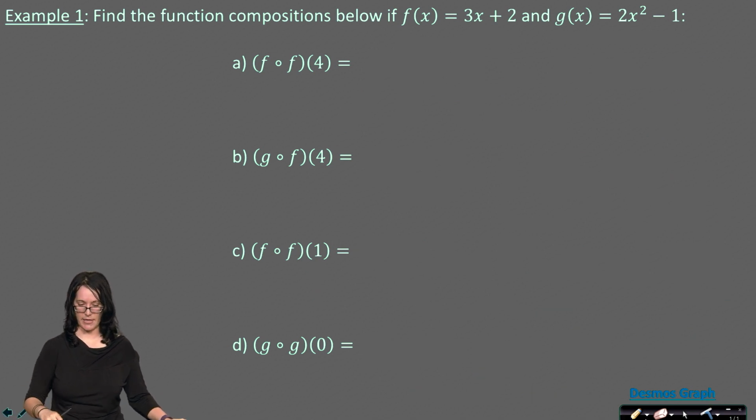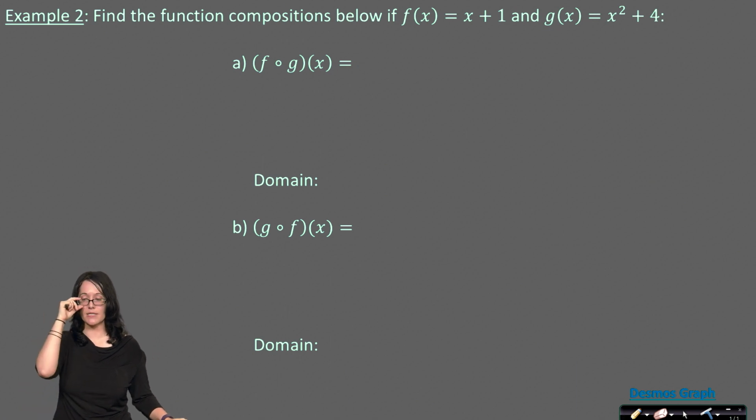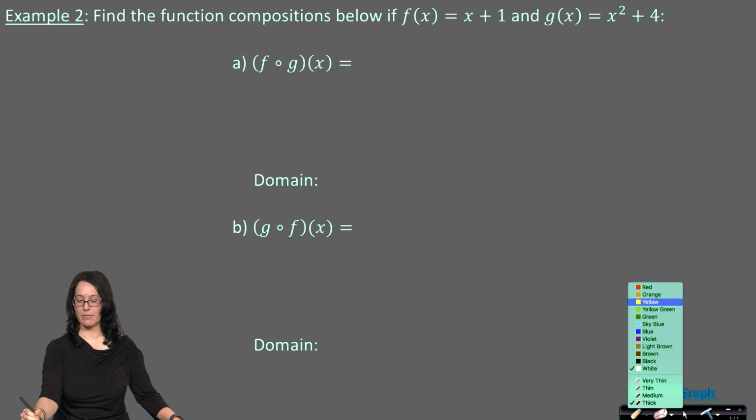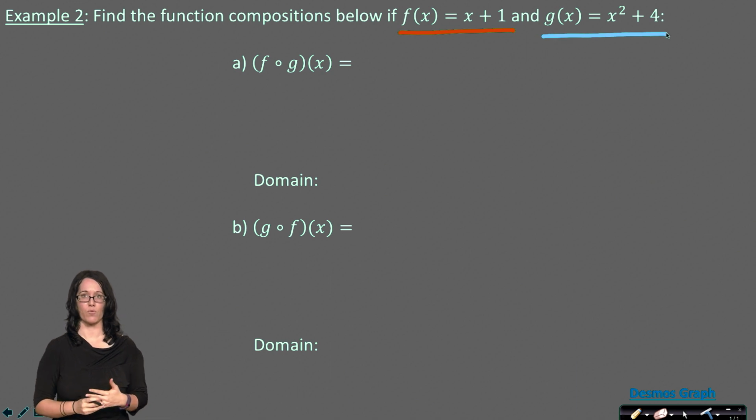The next example says, find the function compositions if f of x equals x plus 1, so a linear model, but g of x equals x squared plus 4, a quadratic model. Okay, so to begin here, again, I recommend maybe color coding things. You don't have to, but I find it keeps me organized. So I'm going to let f of x be this red function, x plus 1, and g of x be this light blue function, x squared plus 4.